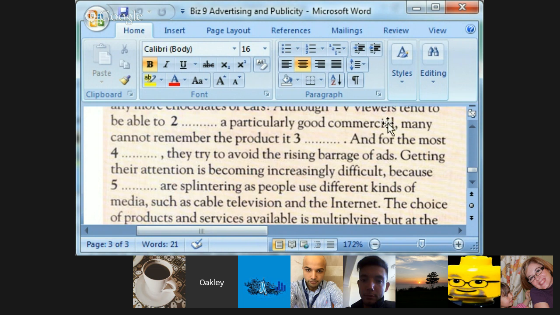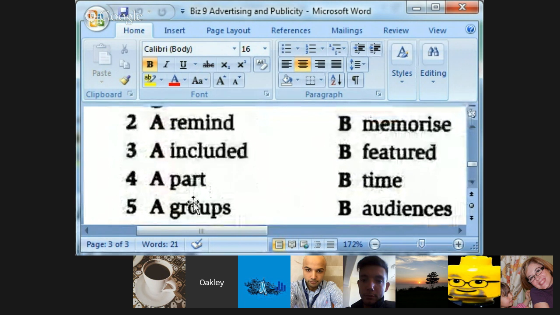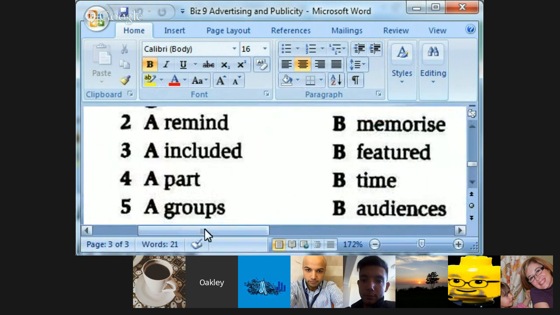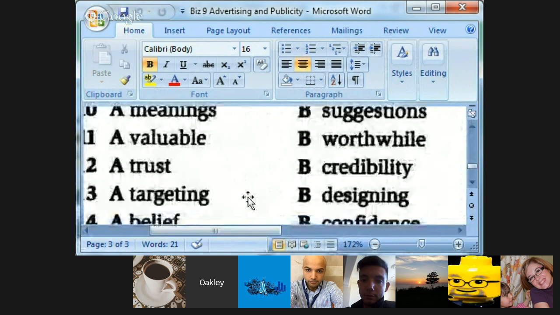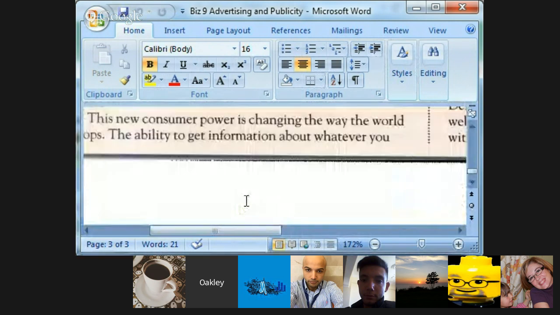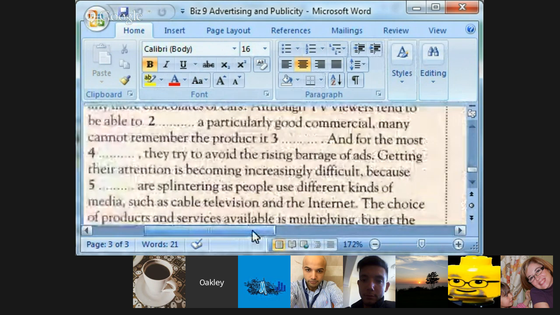And for the most customers, they try to avoid the rising barrage of ads. Okay, wait a second. Let's take a look here. Number 4. How about these possibilities? Part, time, ways, place. What do you think? I think audiences. None of the above. This is, and for the most part. Yes, for the most part.